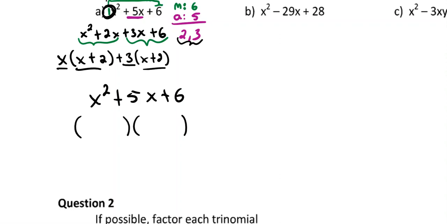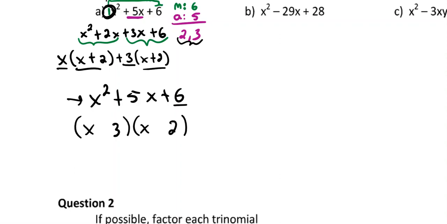Just throw them down to begin with. And I know that it's going to be x, like it took x times x to give me that x squared, so it's going to be an x and an x. And then I'm going to look for numbers that multiply to 6. So what numbers multiply to 6? 2 and 3.